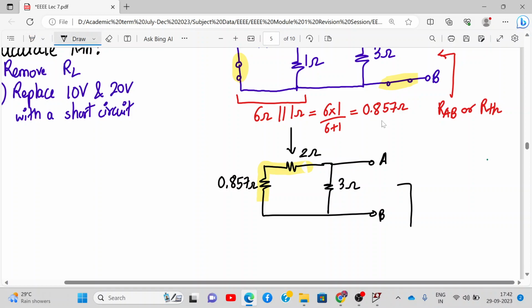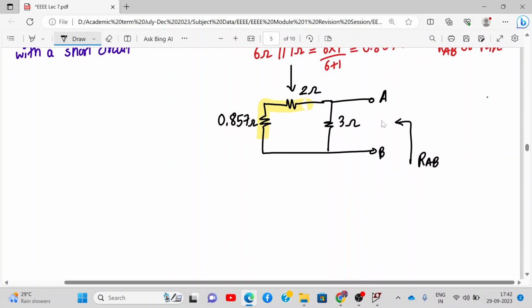So we need to find, remember, we need to find RAB or RTH. All right. So these two are in series. So we'll connect them together over here like this. It becomes now 2.857. And this is in parallel with 3 ohms resistance. And these are points A and B.